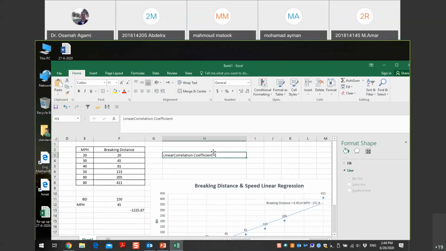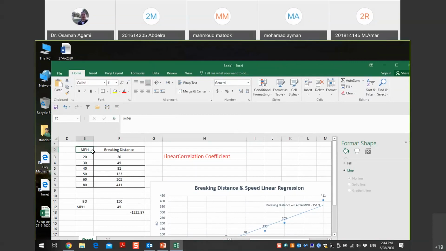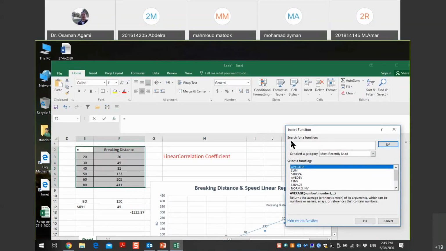If you would like to have the correlation coefficient, what is the function for the correlation coefficient? There is a function. Once you shade these two, right, and go for the function, this is the name of this one, correlation. So you just type correlation. It doesn't give me the correlation.